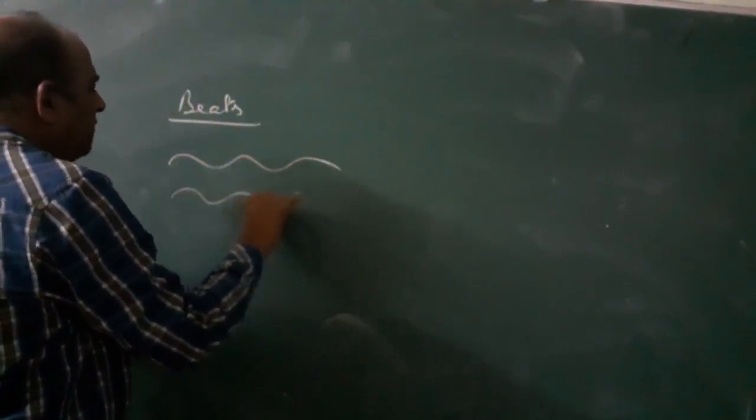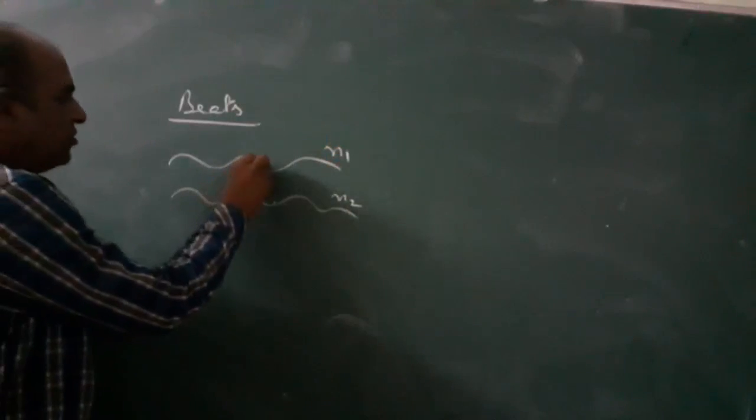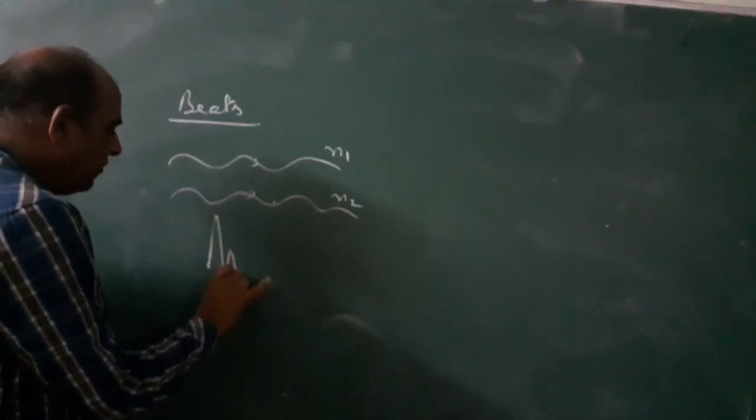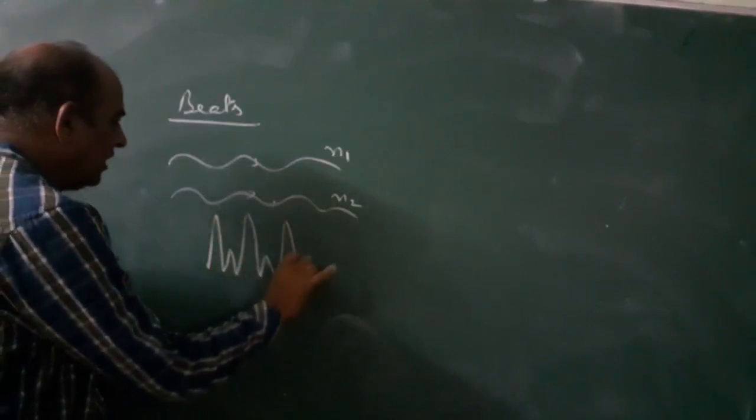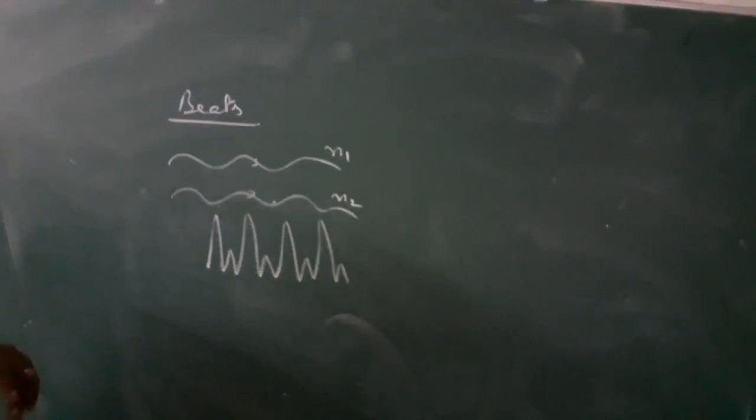Two sound waves of slightly different frequencies, going in the same direction or opposite directions, interfere. Then we get a waxing and waning of sound at regular intervals of time. This phenomenon is known as beats.